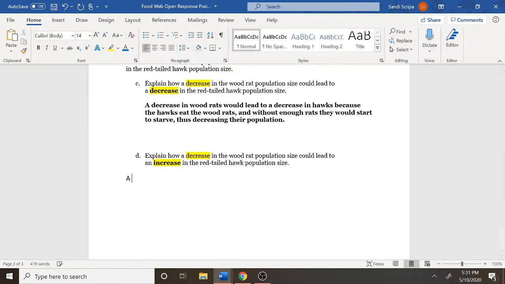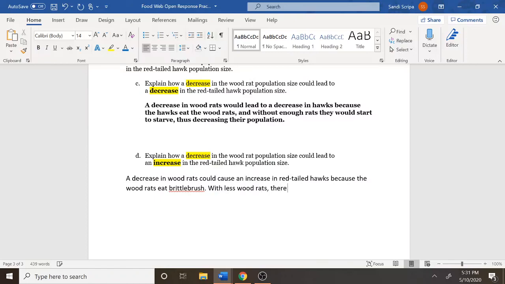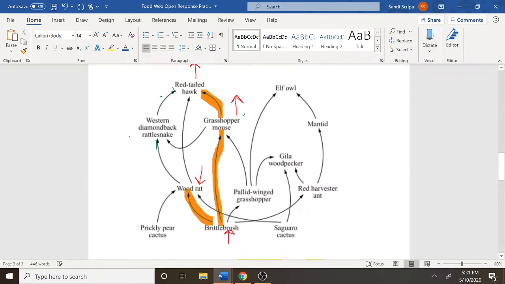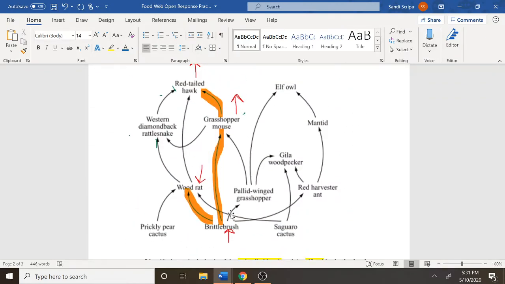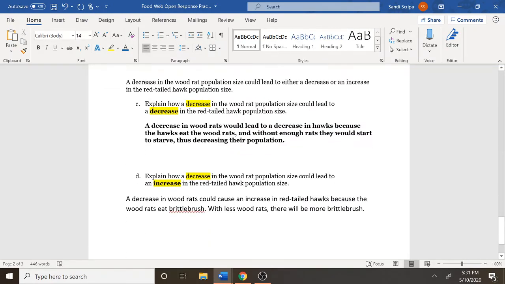All right. A decrease in wood rats could cause an increase in red-tailed hawks because the wood rats eat brittle brush, right? That's that plant that we were talking about. With less wood rats, there will be more brittle brush, right? So that's this very first part that we went over. If there's less wood rats here, they're not going to be eating this brush, this plant. That means that there's going to be more brush, and that brush gets eaten by the grasshopper mouse. So we're going to include that.